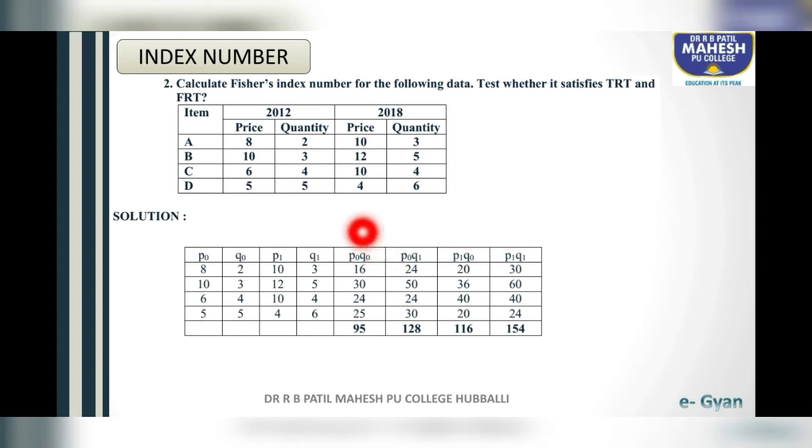Okay, so first you have to find the values of P0 Q0, then P0 Q1, then P1 into Q0, then P1 into Q1. You know how to find out these values. After finding these values, take the total of this. So summation P0 Q0 total is 95. Next, summation P0 Q1 total is 128. Summation P1 Q0 total is 116. Summation P1 Q1 total is 154.